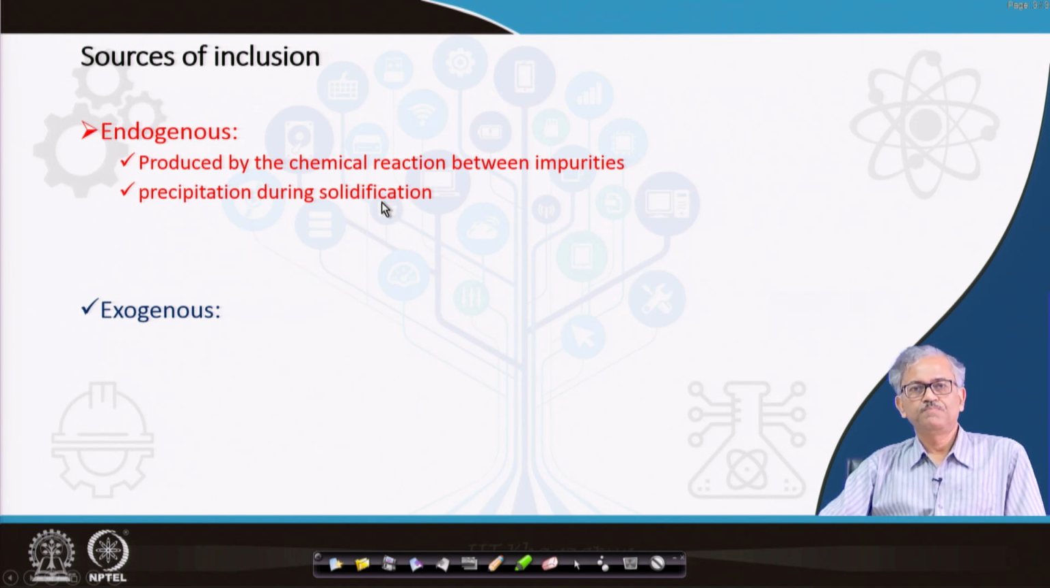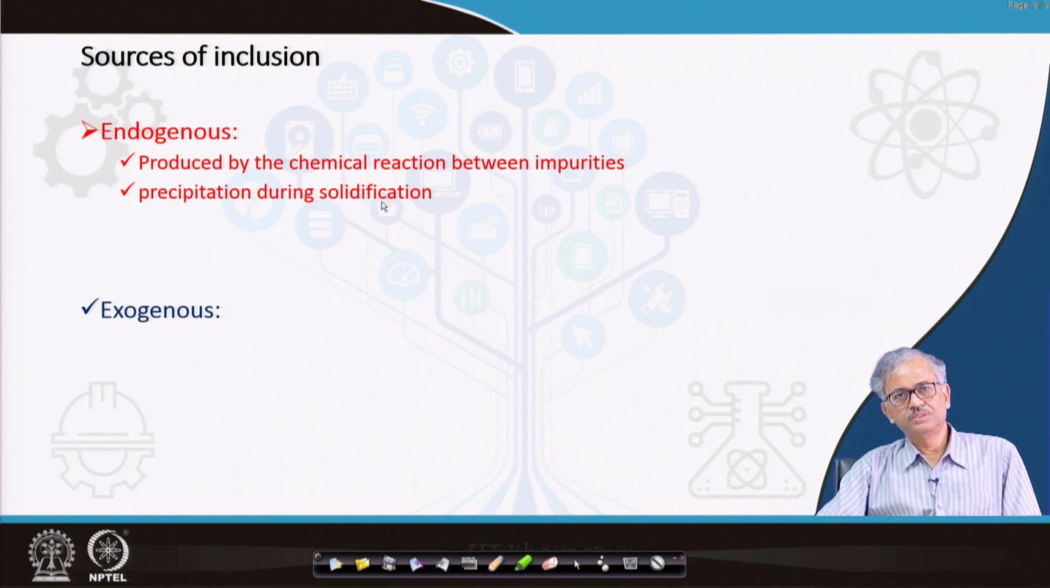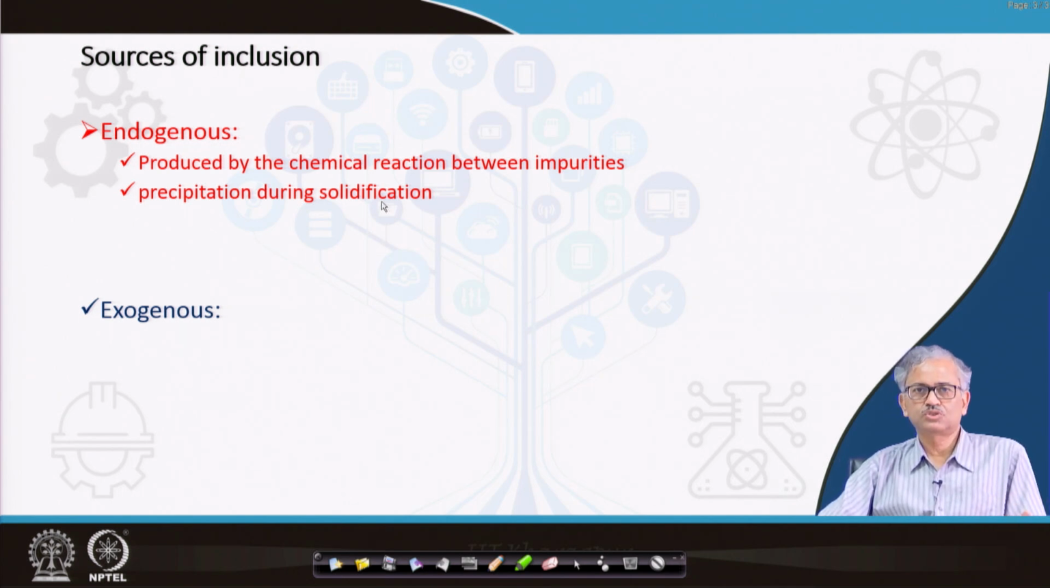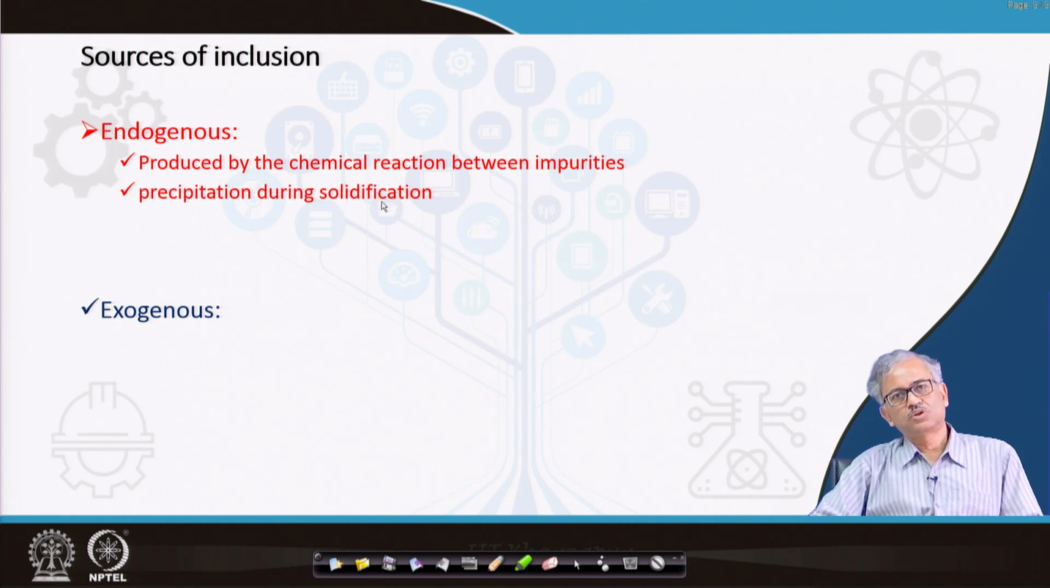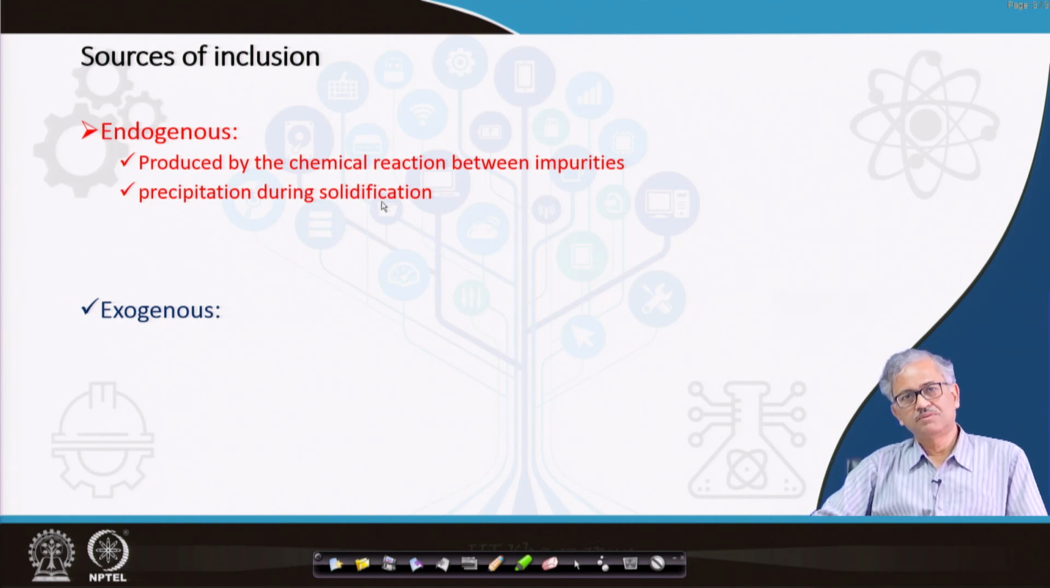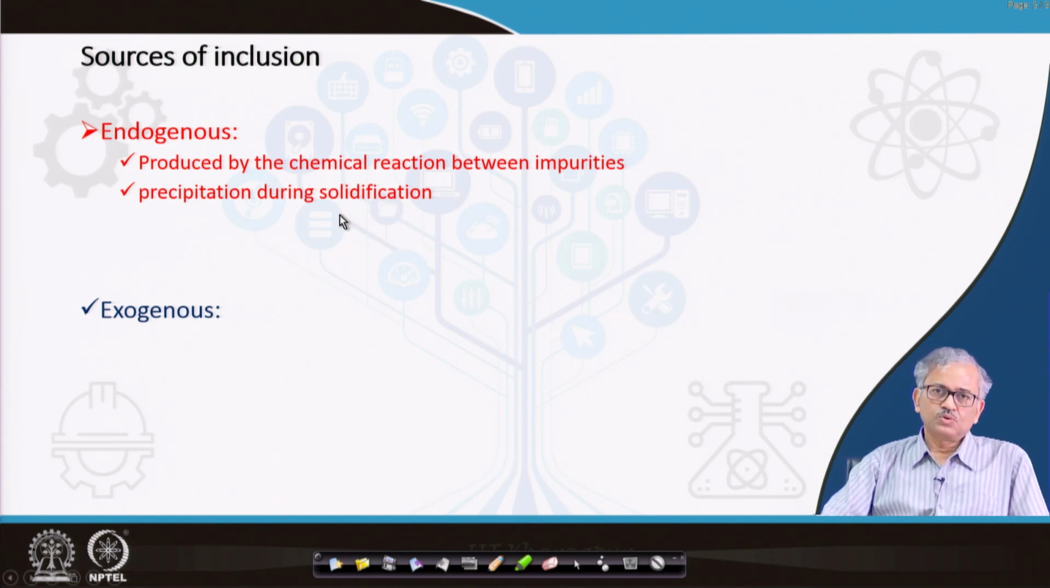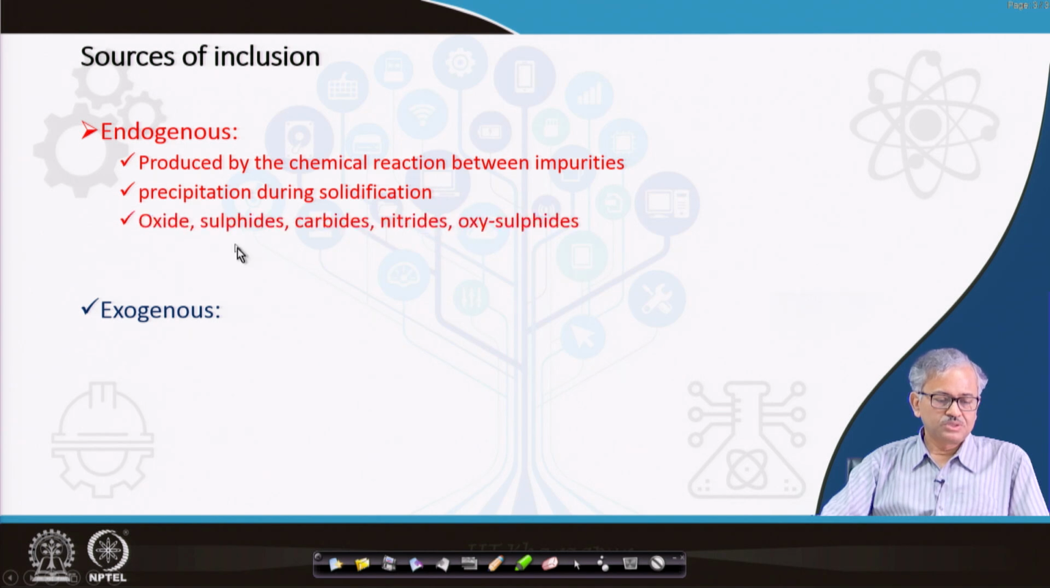During solidification, as you know, the solubility of the impurities in solid steel is much less compared to the solubility in the liquid state. As a result, the impurities are ejected from the liquid and the solid-liquid interface becomes enriched with the impurities. These impurities at the solid-liquid interface then exceed the solubility product for different compound formation. As a result, different compounds get precipitated. Those are also inclusions, and also endogenous inclusions. The major inclusions are oxide inclusions, and then you have sulfide, carbide, nitrides, oxysulfides. These are the various inclusions.